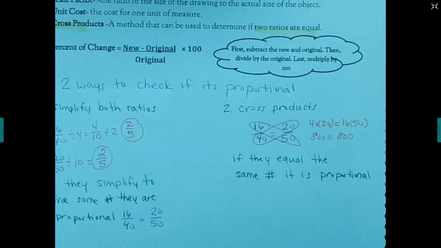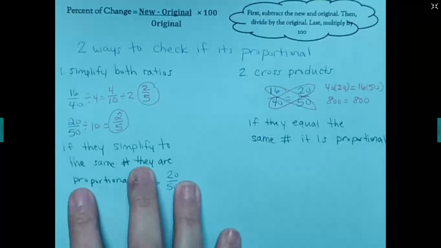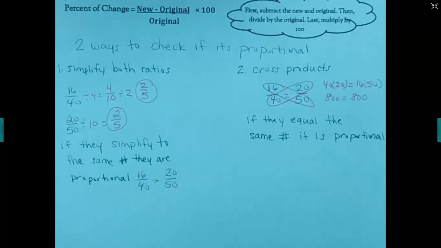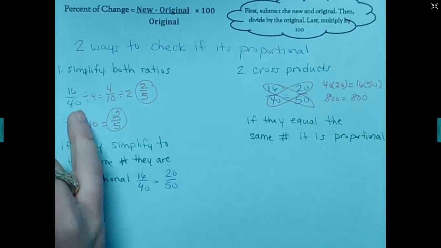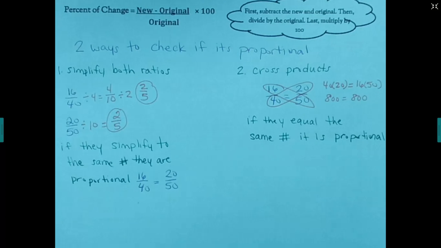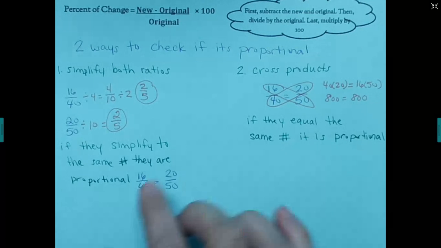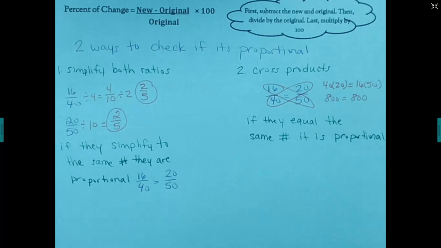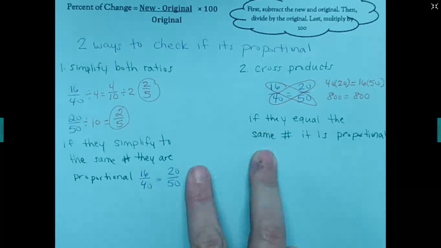So either way works. Neither way is more correct. It just depends. Are you really good with multiplication? Are you good with division? And for me, it depends on the numbers. If it's big numbers, I'm going to try to divide. If it's short, easy numbers, I'm going to multiply because I can multiply short numbers. Totally your call. 2 ways to check for proportionality.